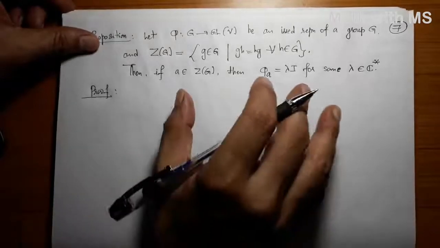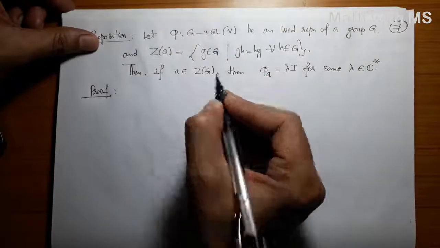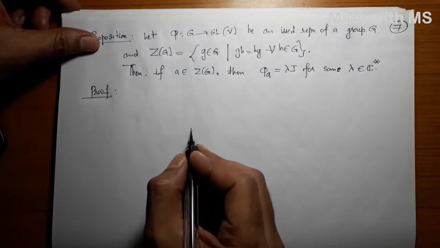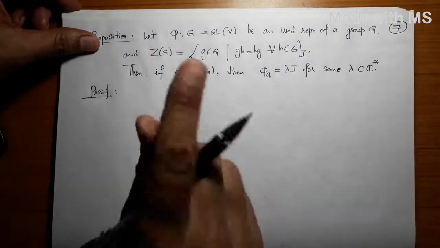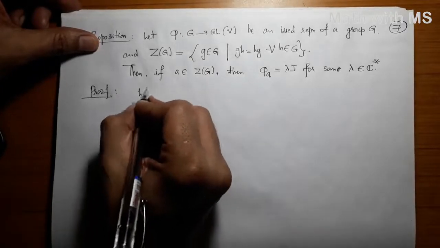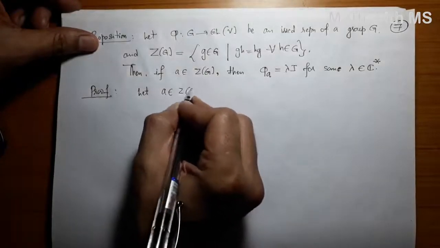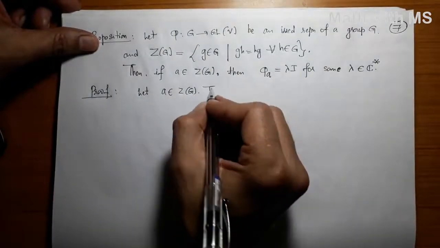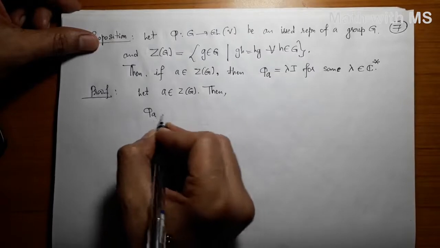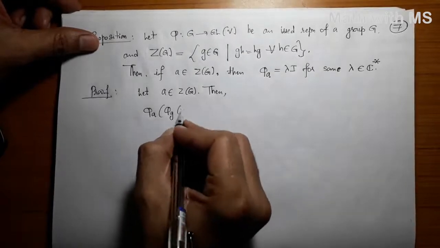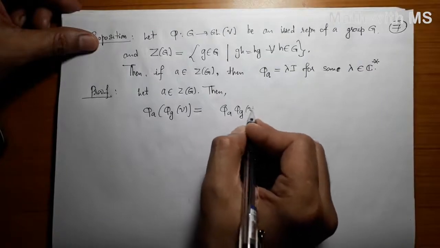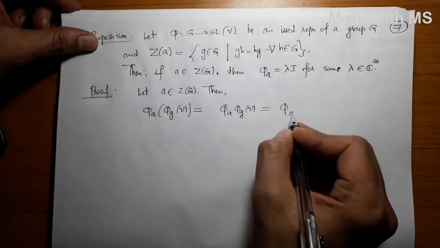Simple-minded, observe something similar that we already did in the proof of the fact that every irreducible representation of an abelian group is one-dimensional. Okay, so let A belong to Z(G) be an element. Then observe the following: phi(A) acting on phi(G) acting on any vector V is just the same as phi(A) phi(G) acting on V. That is the same as phi(AG) acting on V.